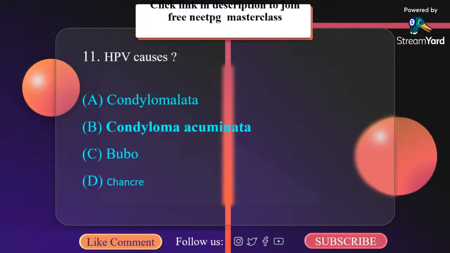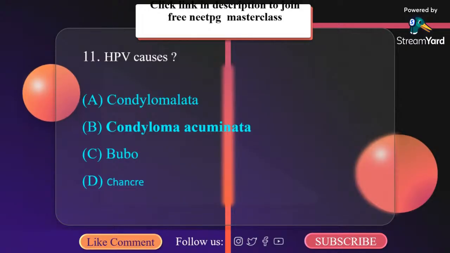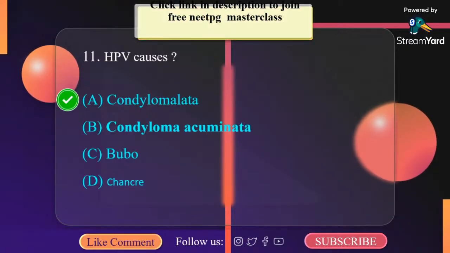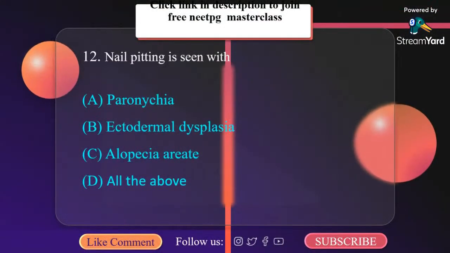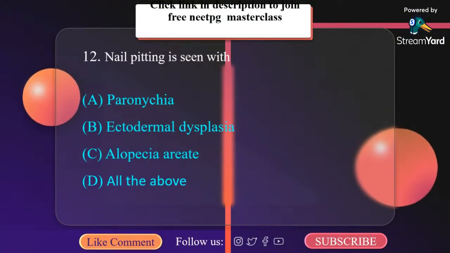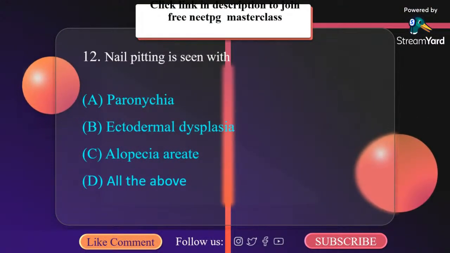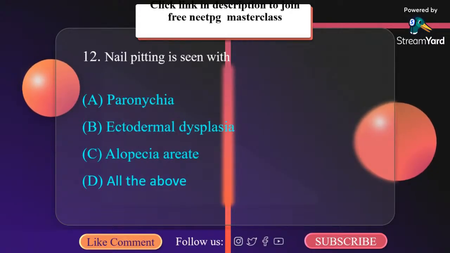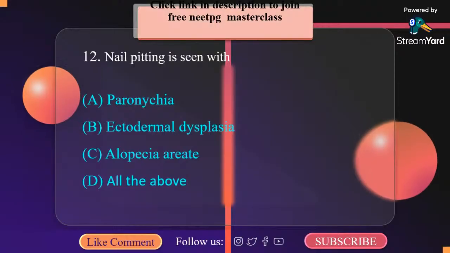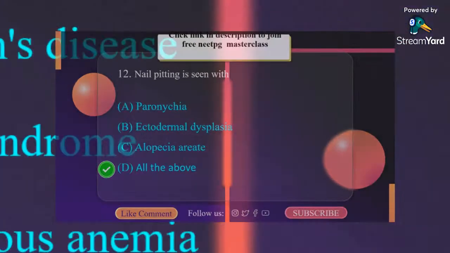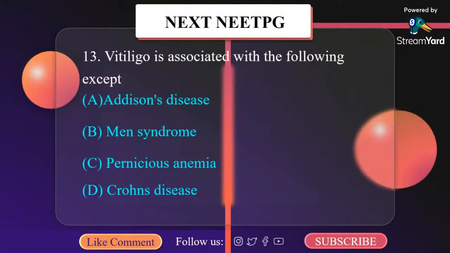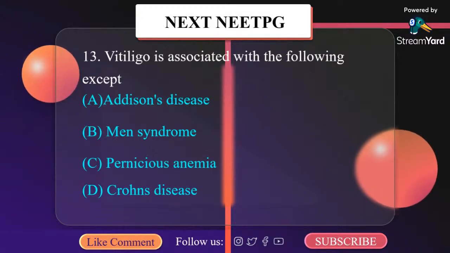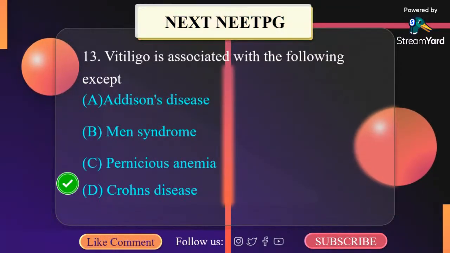HPV causes: A. Condyloma lata. B. Condyloma acuminata. C. Bubo. D. Chancre. It is condyloma acuminata. Nail pitting is seen in: A. Psoriasis. B. Ectodermal dysplasia. C. Alopecia areata. D. All of the above. It is all of the above. Nail pitting is seen in psoriasis, alopecia areata, and ectodermal dysplasia. Vitiligo is associated with the following except: Addison's disease, pernicious anemia, Crohn's disease. It is Crohn's disease.